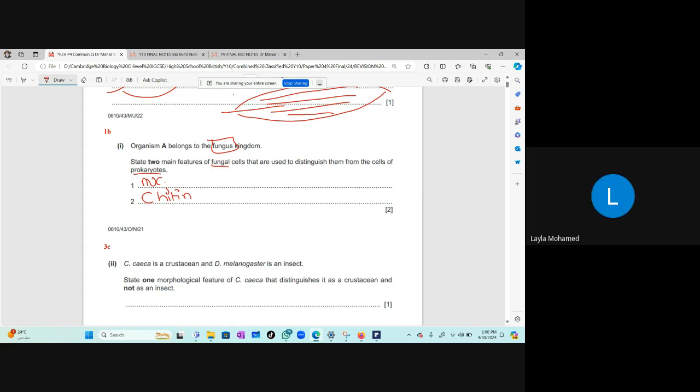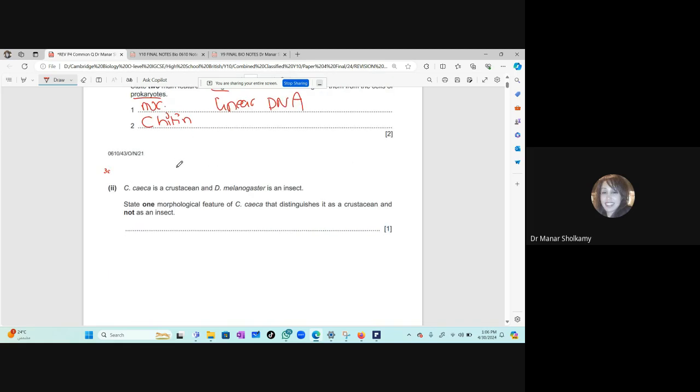What else? Fungal cells have linear DNA. Yes, they have linear DNA. Now, what about the DNA of the prokaryotes? Remind me. Circular. Fungi are eukaryotic, so they have a nucleus, they're larger, they have all the organelles, and the prokaryotes are smaller, they have only ribosomes, and circular DNA, and sometimes they have plasmids, sometimes they don't. So this table that compares animal, plant, fungal and prokaryotic cells, and the virus of course, please don't ignore it.